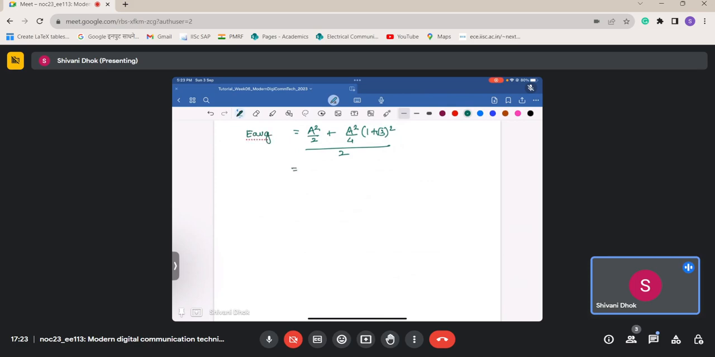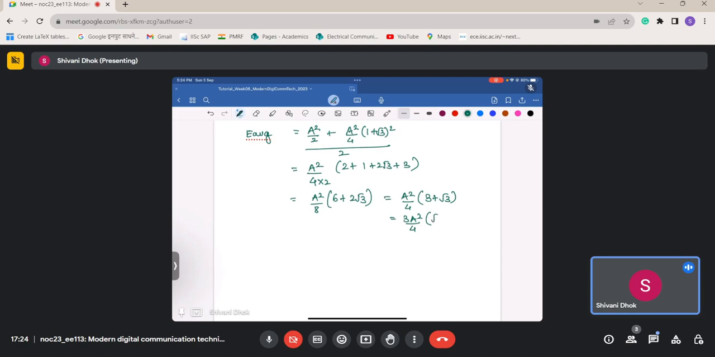I can take out A square by 4 common, so this becomes A square by 4 into 2 from this denominator. 2 plus, I can just open this square term, so this will be 1 plus 2 root 3 plus 3. So this comes out to be A square by 8, and then it is 6 plus 2 root 3, and this comes out to be A square by 4, 3 plus root 3, or I can write this as 3A square by 4.